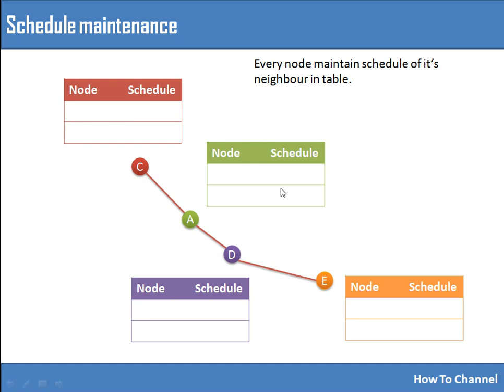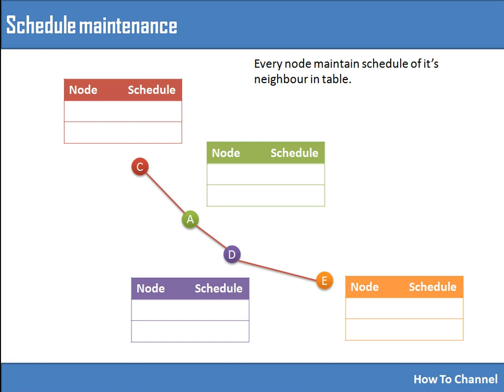So let's say we have four sensor nodes. Every node will maintain a table. In this table they will store the schedule for their neighbors. The schedule will be in the form of when that neighbor is going to sleep. Now who will decide their schedule? This is the question. There is a freedom, like every node can decide their own.